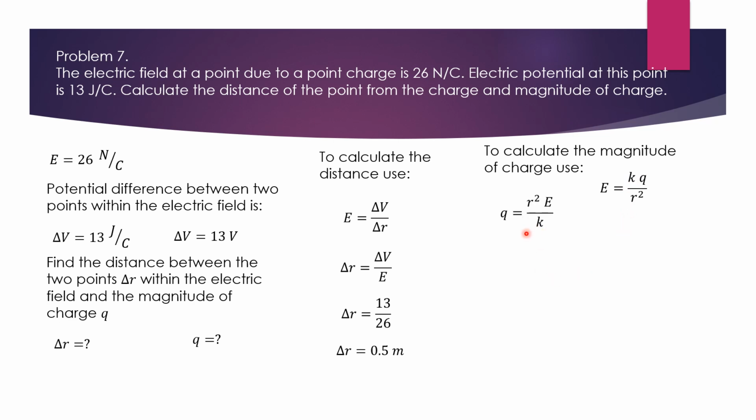Making Q the subject, this R square goes with E and K in the denominator, so Q is equal to R square E over K. Now putting in the values, that will result in Q is equal to 7.22 into 10 power minus 10 coulombs, which can be written as Q is equal to 0.722 into 10 power minus 9 coulomb, which is 0.722 nanocoulombs.